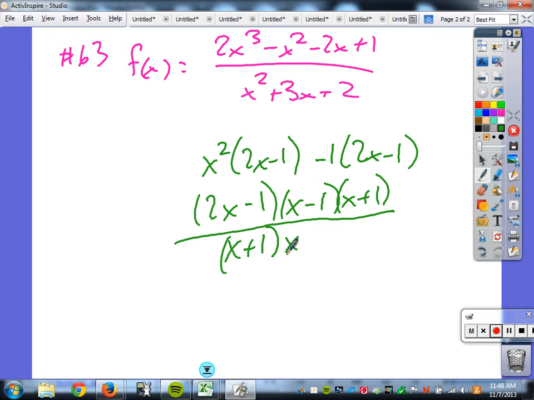Maggie, are you getting factoring a little bit better? Okay. Everybody understand how I did the top and the bottom?